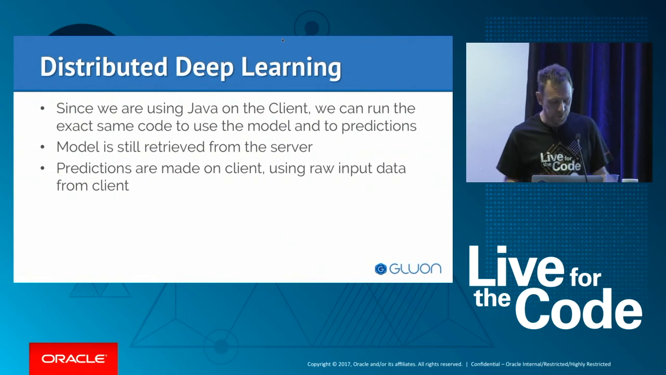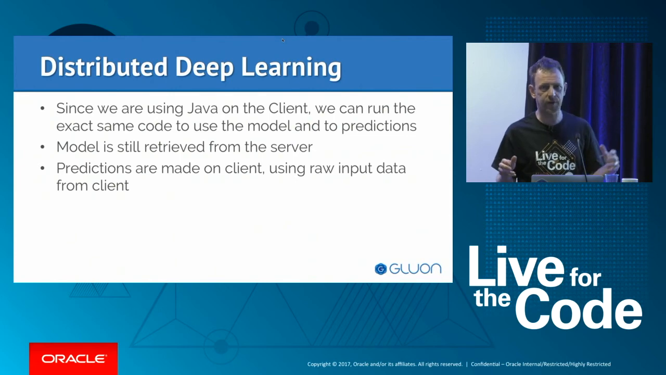Now, what did we have to do for this? The model is still retrieved from the server, but the model is just the weights that the algorithm is using to make predictions. It's close to impossible to trace that back to individual data. It is actually impossible. The model comes from the server, but the predictions are made on the client. So the raw data is never leaving the client.